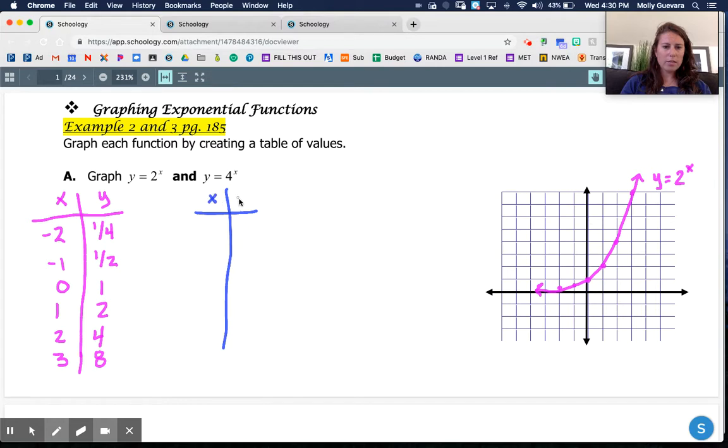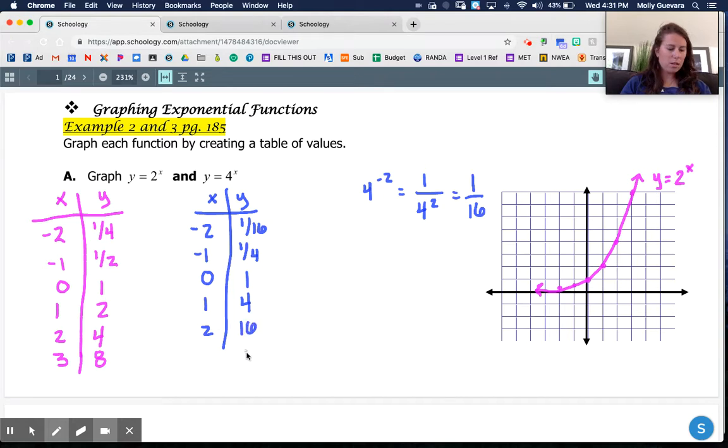So x and y. So negative 2, right? I have 4 to the negative 2, which is the same thing as 1 over 4 to the positive 2, which is 1/16. So if I plug in negative 2, I get 1/16. If I plug in negative 1, I get 1 over 4 to the 1, which is just 1 over 4. 0, I get 1. If I plug in 1, 4 to the 1 is just 4. If I plug in 2, 4 squared is 16.